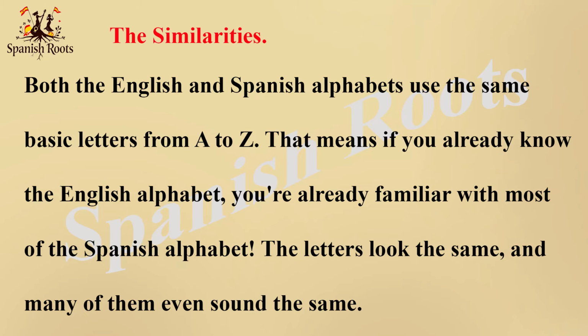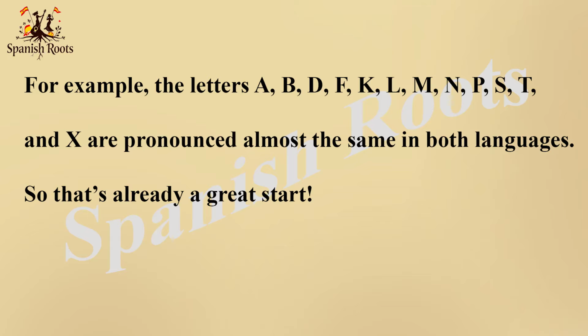The similarities. Both the English and Spanish alphabets use the same basic letters from A to Z. That means if you already know the English alphabet, you're already familiar with most of the Spanish alphabet. The letters look the same, and many of them even sound the same. For example, the letters A, B, D, F, K, L, M, N, P, S, T, and X are pronounced almost the same in both languages. So that's already a great start.